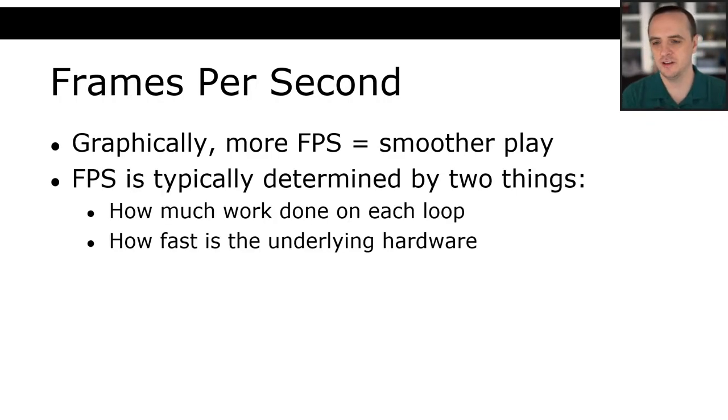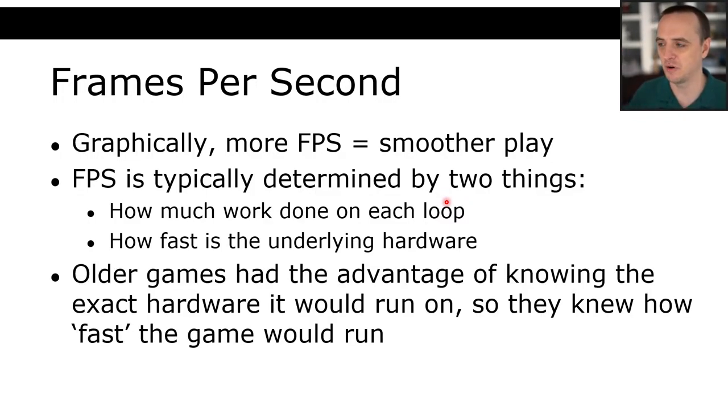Frames per second is typically determined by two things. One, how much work is being done on each loop, right? So for example, are we doing lots of crazy physics? Well, that may limit the frames per second that we can do. Also, how fast is the underlying hardware? If I do the same amount of work, but on really old hardware, maybe I can't keep up with the frames per second.